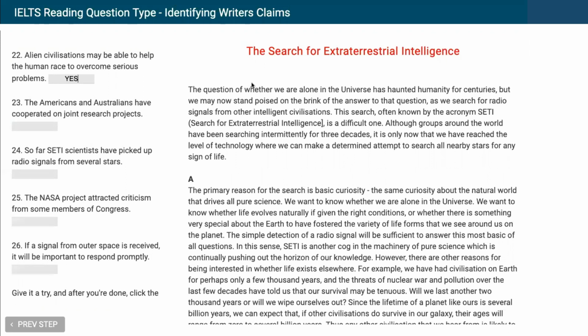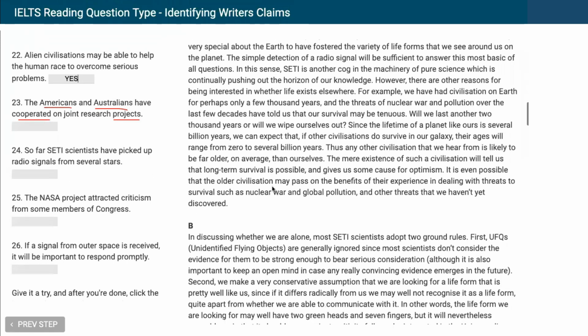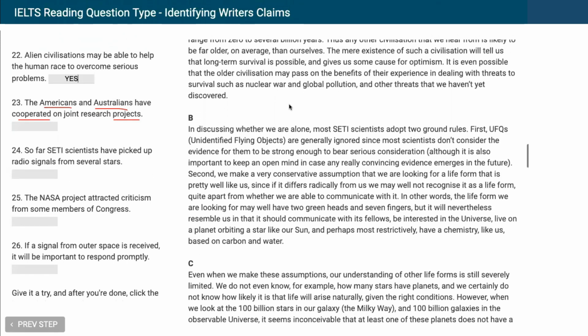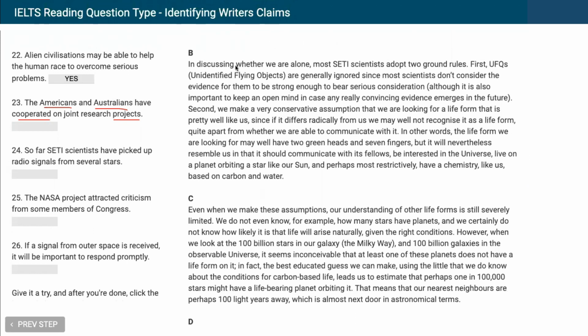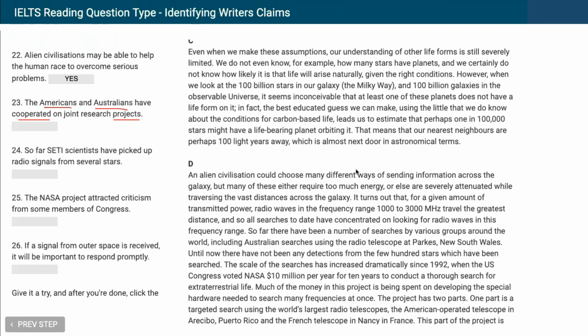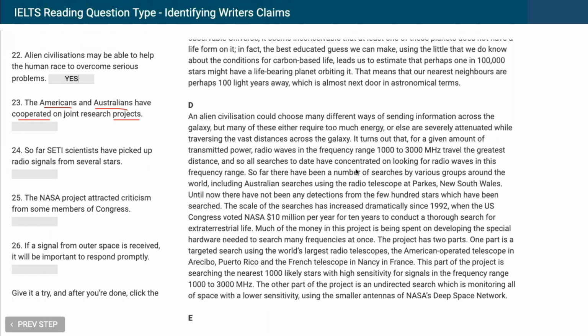Okay, now just to remind ourselves, we have the Americans, the Australians, cooperated, and projects. So I'll scroll down to where we found our first answer, which was right here, and I'm going to scan for American and Australian. So I'm not coming across anything yet. Don't worry, it's a long passage, so we have some time and we still have some options. Okay, but I did find Australian. So we see Australian. I'm looking for Americans. And right now, I see it with US Congress.